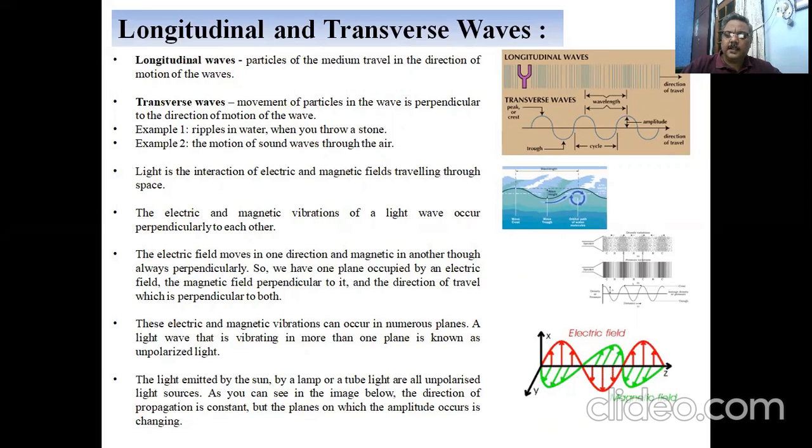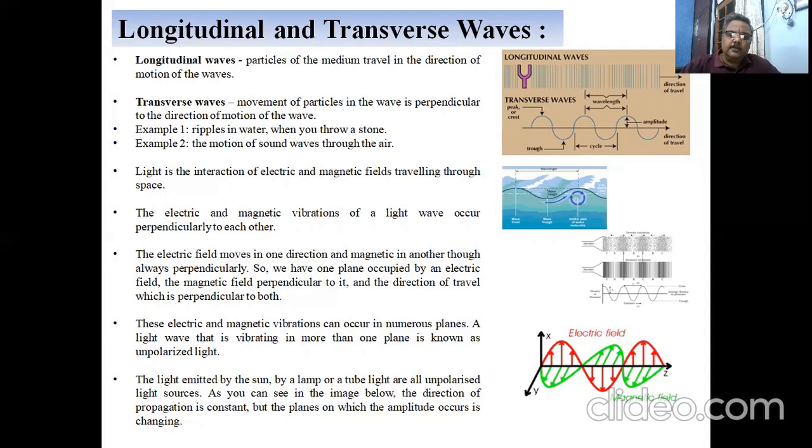One represents the electric field and the other represents the magnetic field. And both these electric and magnetic field vibrations are perpendicular to each other and also perpendicular to the direction of propagation. So these electric and magnetic vibrations can occur in numerous planes. A light wave that is vibrating in more than one plane is called unpolarized light.